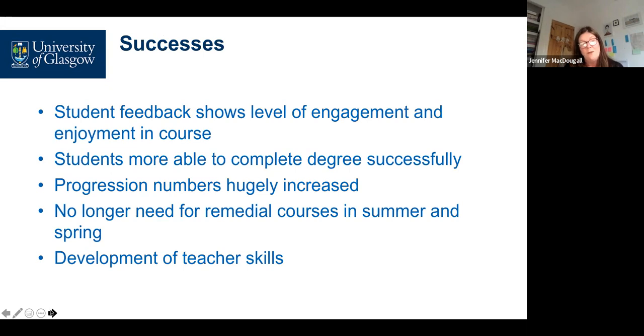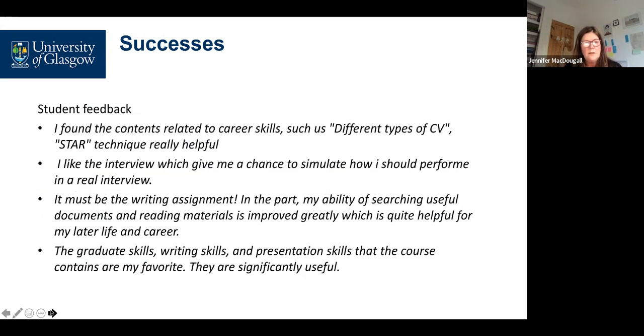However, we've had success in terms of how the students feel about the course. Our progression numbers have increased hugely, and we used to have remedial courses for the students who had failed the IELTS test. That has disappeared in the last 2 years. And here's some of the comments that the students have made.